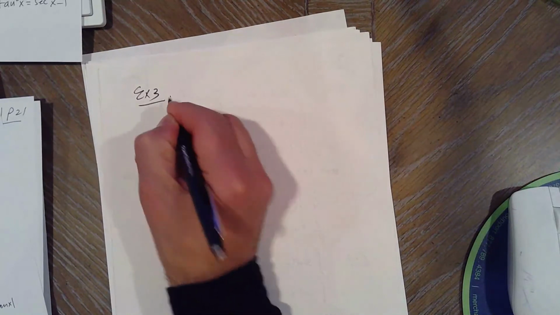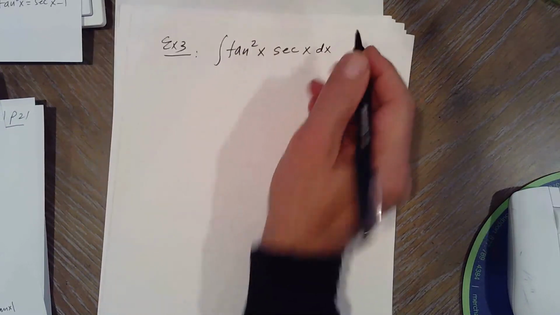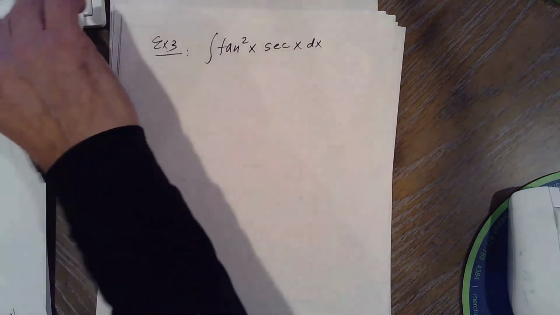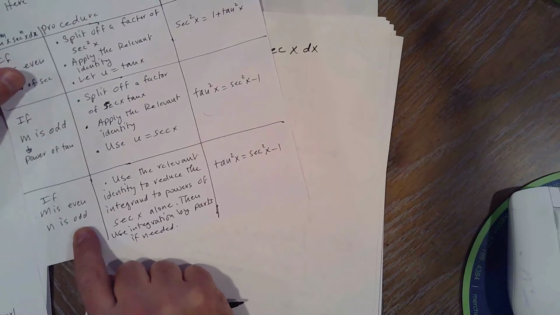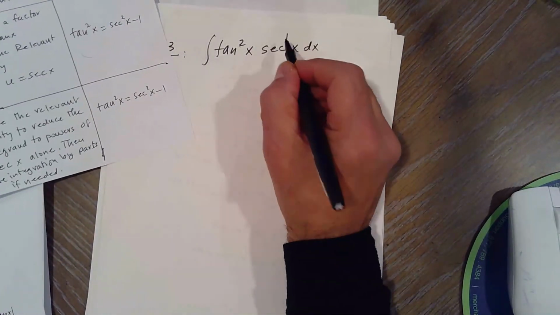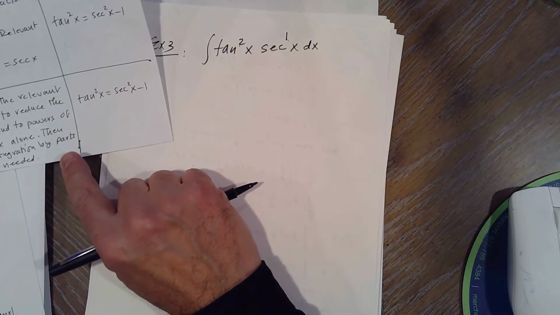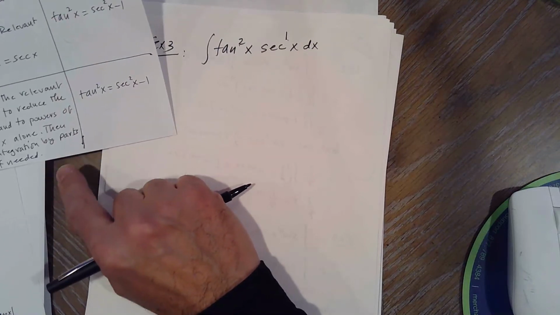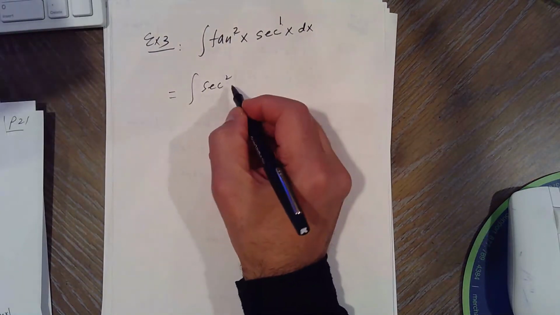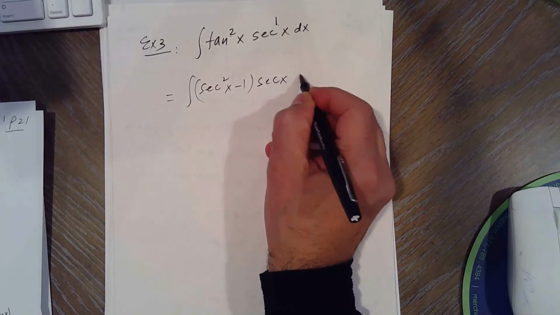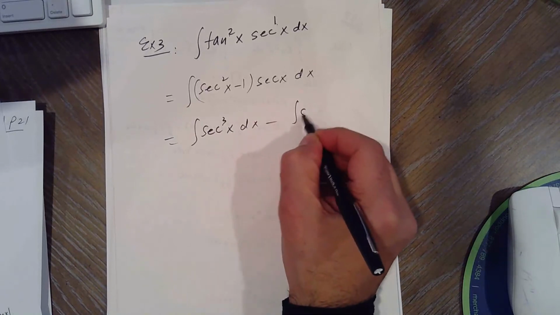Example 3. Integral of tangent squared x secant x dx. This is the case where m is even and n is odd. The power of tangent is even and the power of secant is odd. Even, odd. So use the relevant identity to reduce the integrand to powers of secant alone. Then use integration by parts if needed. So we're going to change tangent squared into secant squared minus 1 because we want secant alone. And then we're going to write this as the integral of secant cubed x dx minus the integral of secant x dx.